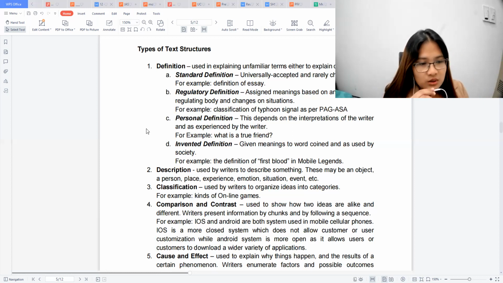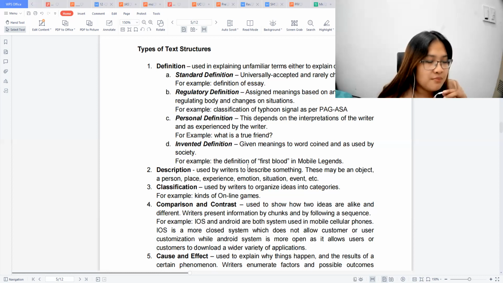Next, classification. This is used by writers to organize ideas into categories. Kina-classify mo ba kinds of apples, kinds of online games, kinds of books, kinds of clothes, kinds of friends, kinds of classmates, even kinds of teachers. So we actually intend to organize ideas into their types or categories.